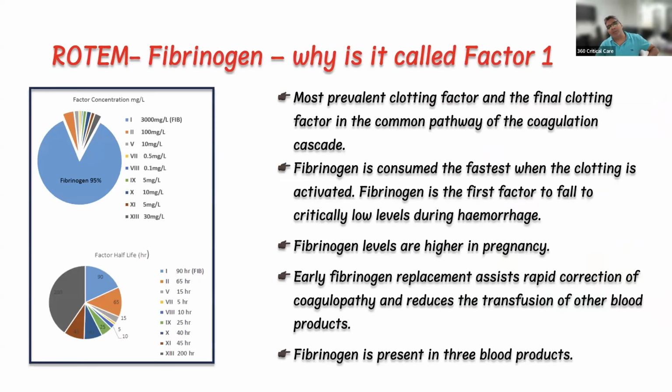Now, the most important factor in the whole coagulation system is fibrinogen. It is the most prevalent clotting factor and the final clotting factor in the common pathway, as we discussed.